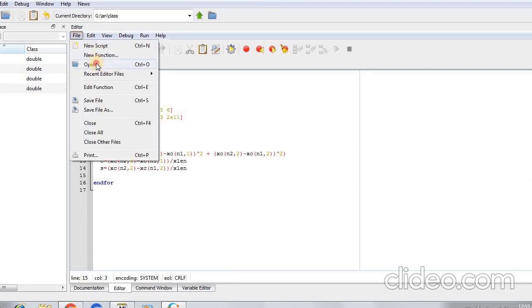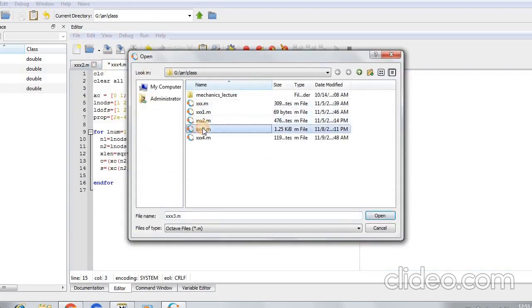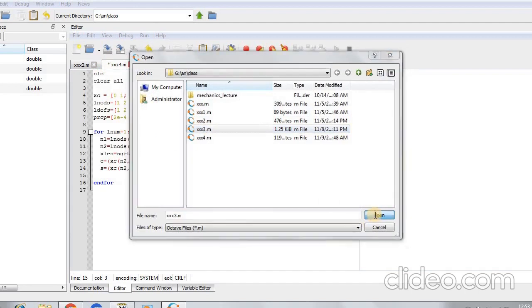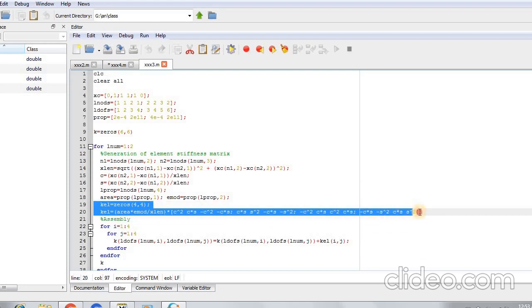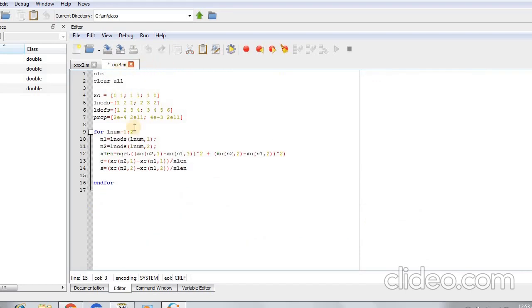So file, open x663. I have already written this formula for the element stiffness matrix. So just copy it from here, and I don't require it.